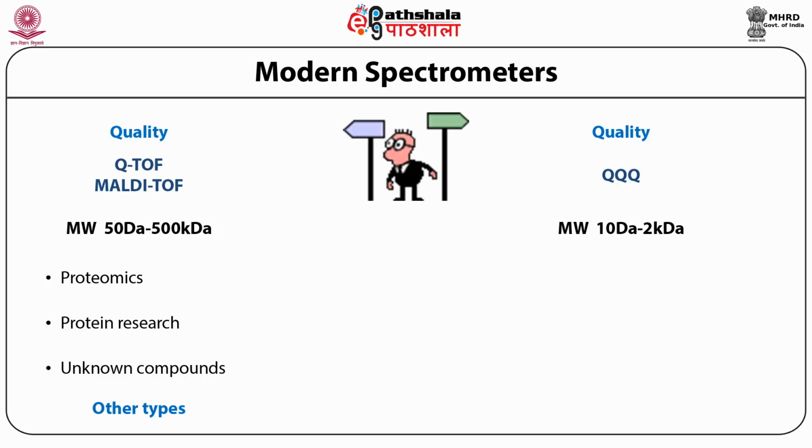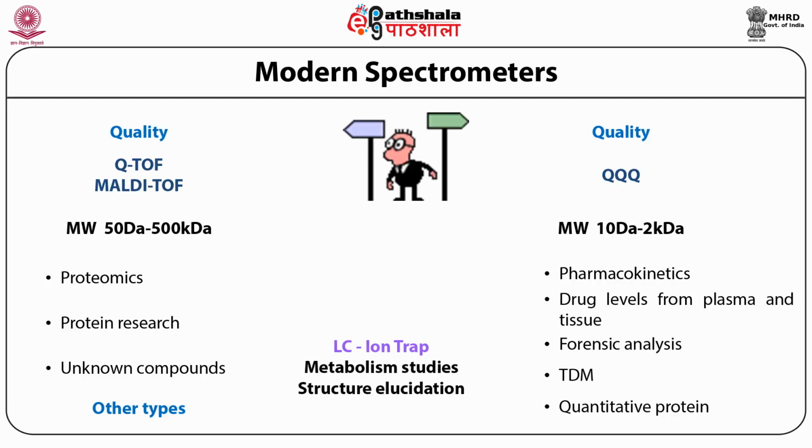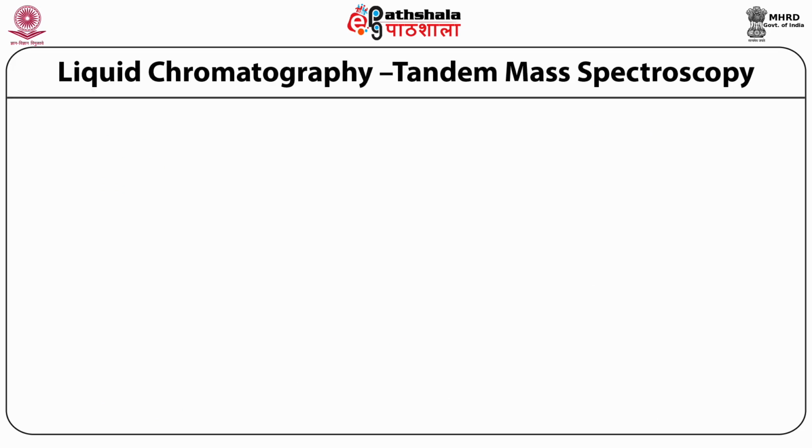And triple quadrupole instruments are typically used in pharmacokinetic studies, drug level analysis, environmental pollutants, forensic analysis, therapeutic drug monitoring, and quantitative protein approaches, including metabolomics, lipidomics, and quantitative lipidomics. There is one more type of instrument, liquid chromatography coupled ion trap instruments. These are all used for metabolism studies. It is in between these two. Therefore, today we will see about the construction of liquid chromatography tandem mass spectroscopy.